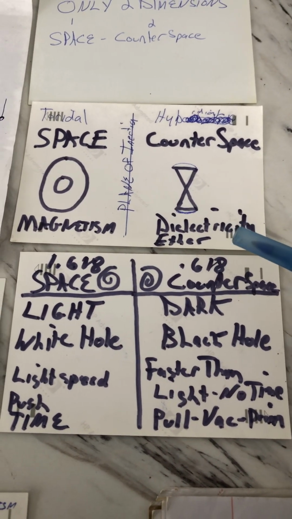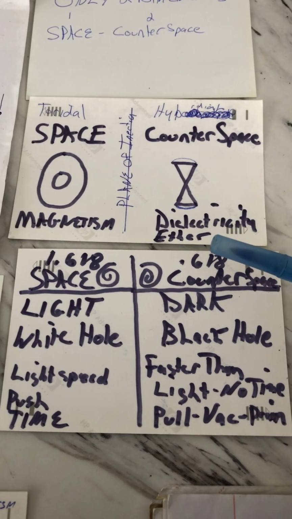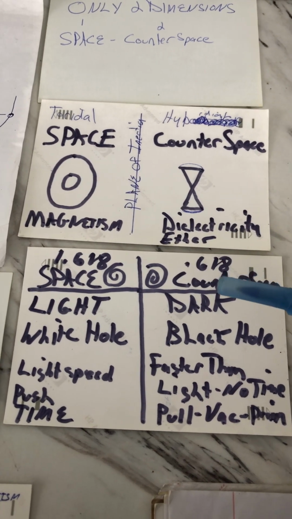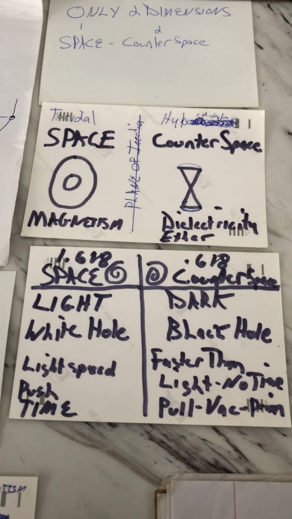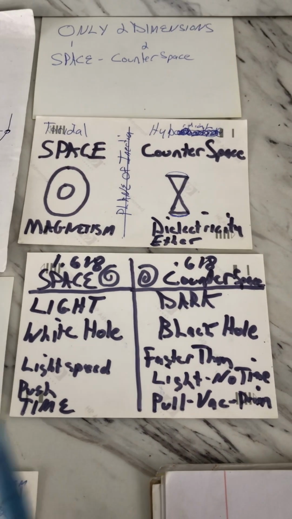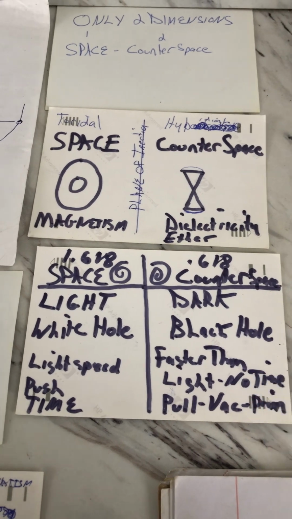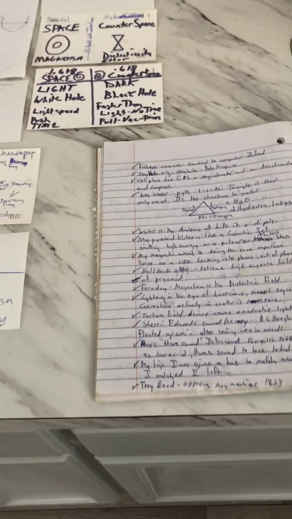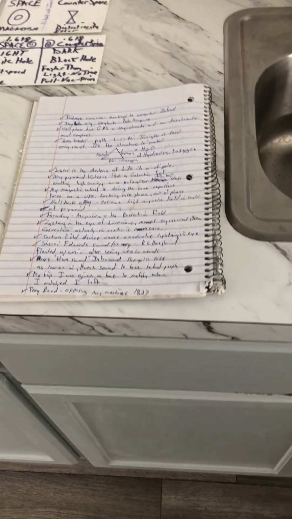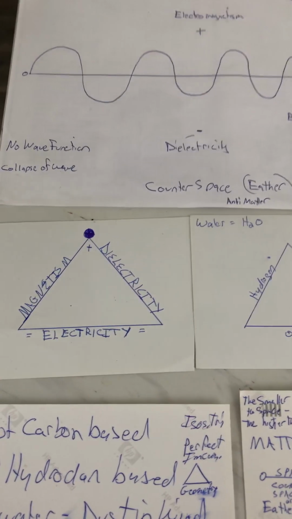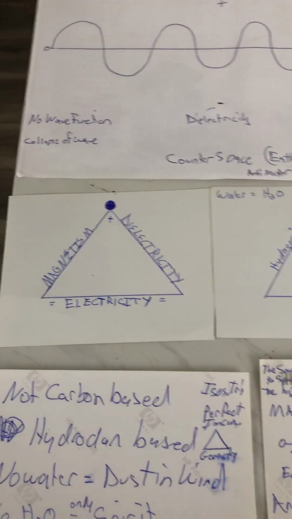Okay, so the opposite of that would be 0.618. So you would be spinning to the left. You'd have the complete opposite effect. You'd have dark, it'd be a black hole, and to where space and electromagnetism is light speed, this would be faster than light. So when you're dealing with shapes in matter, the tetrahedron is so very important because of this right here.